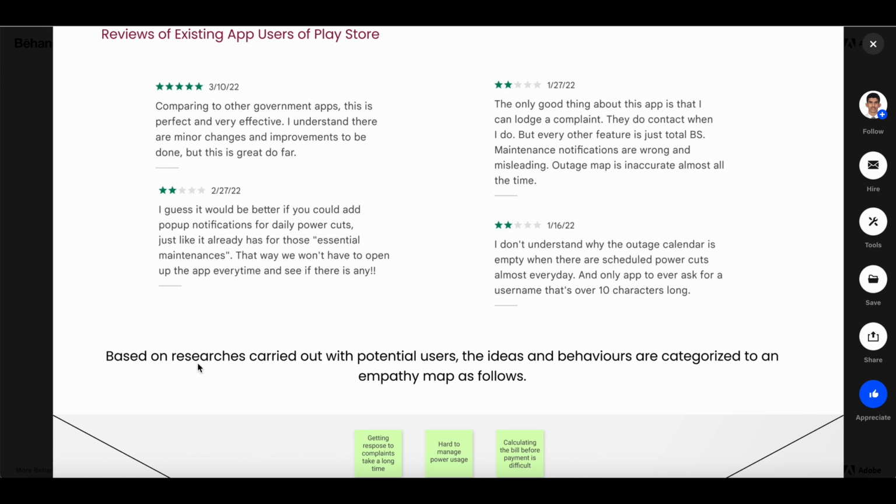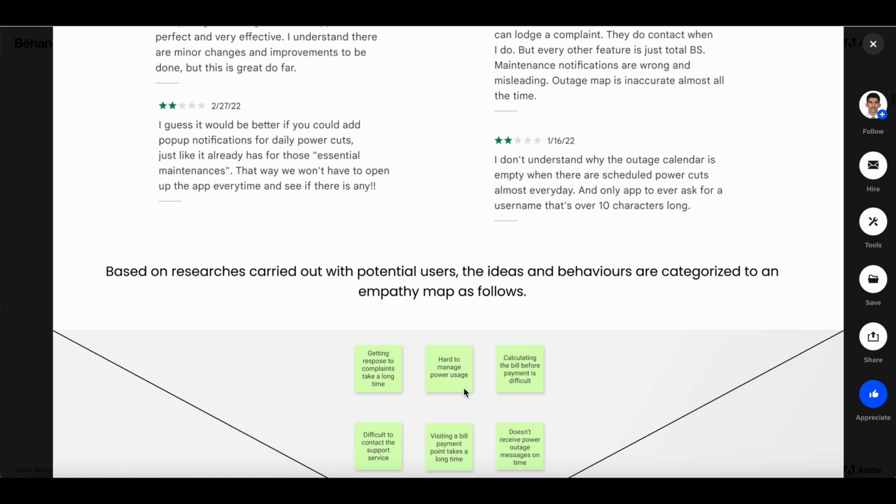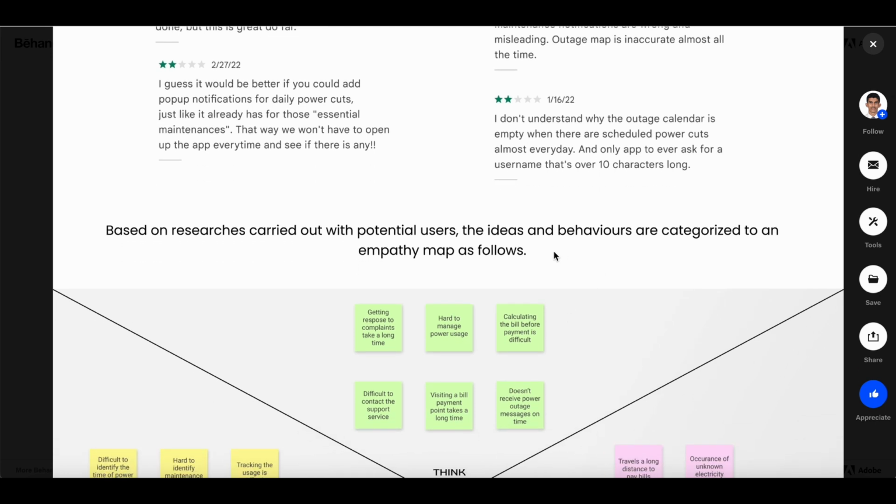Then he has mentioned, based on the research carried out with potential users, the ideas and the behaviors are categorized into an empathy map as follows, which is a correct approach. But I would like it if he could mention how he has done the user research, what questions he asked, and what type of people he talked to, which he mentioned to me in the interview. But it's nice if you could mention it here as well.